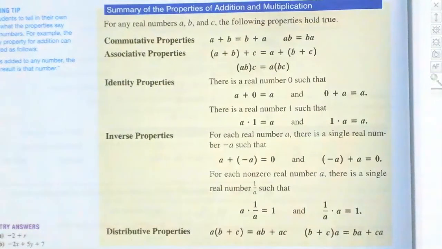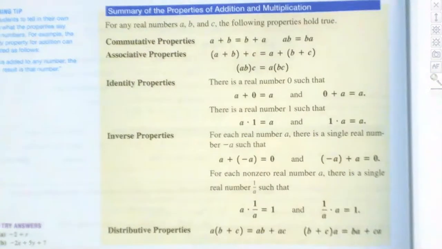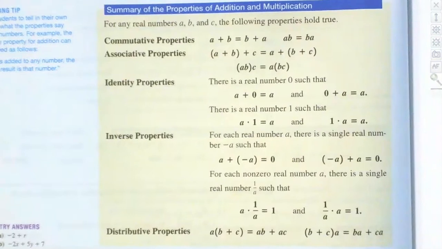1.6, and 1.6 is the properties that we use to help us simplify down expressions. We're going to list all the properties one at a time. We're going to talk about each one with examples, with numbers, and with variables. And this, by the way, is on page 84.